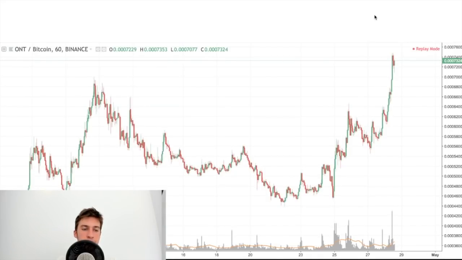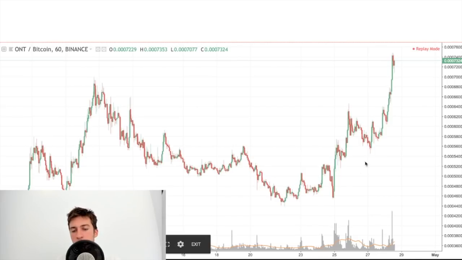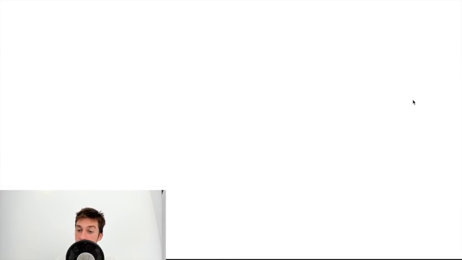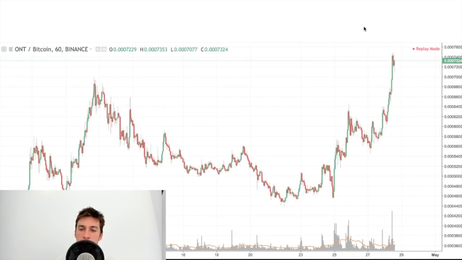So one last example here, we have ONT, or ONT, I don't know how to pronounce it, to Bitcoin. And here we have a market on the 1 hour. So does this look like actual demand and supply, or does this look like a stop loss hunt where we're running out of demand and price is going to go lower? I'm going to give you guys 3 seconds for this one, and then I will reveal and talk about it.